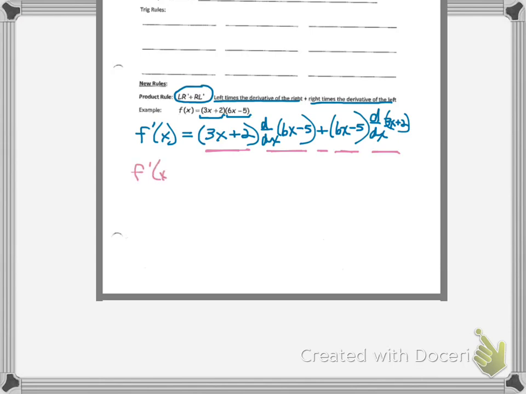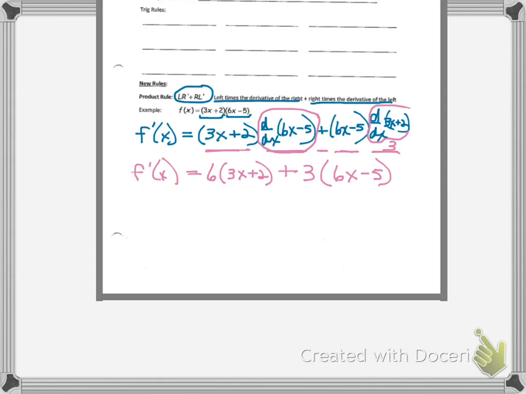Okay, so let's figure out what we get. F prime of x equals, alright, what is this derivative? That's probably just a 6 because the function is 6x minus 5. So let's put the 6 out front, and we have 3x plus 2. Plus, what is the back derivative? That's 3. So we'll put the 3 out front, and we'll do 6x minus 5 in the back. And that's your final answer. Okay, so left d right plus right d left.